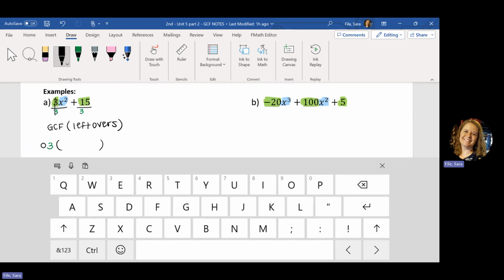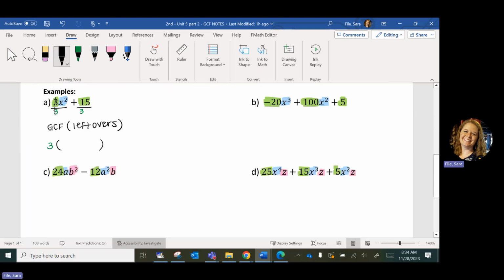So here I'm left with x squared. So I do have a variable. Do I need to write 1x squared? No, this is a case where I can leave off the 1. It's an understood coefficient of 1. So I'm left with just x squared in that first term. Then there's a plus sign. And then what is 15 divided by 3? 5. Got my GCF and my leftovers. So far, so good?